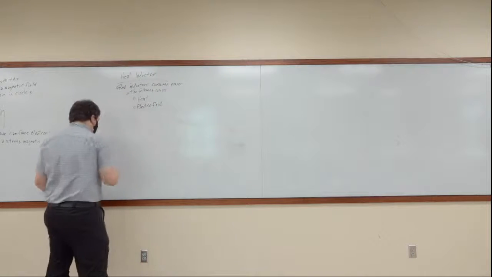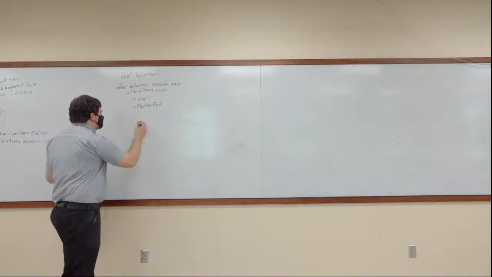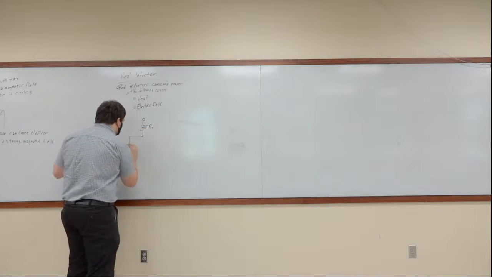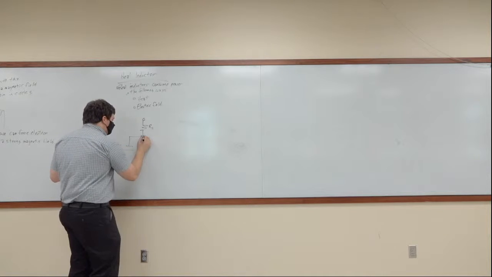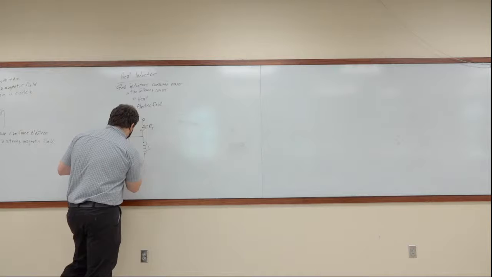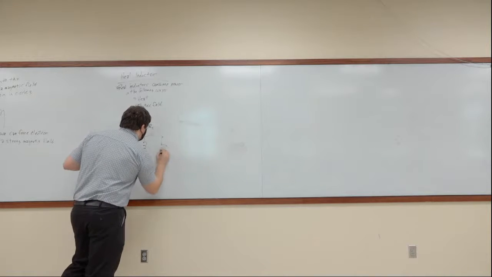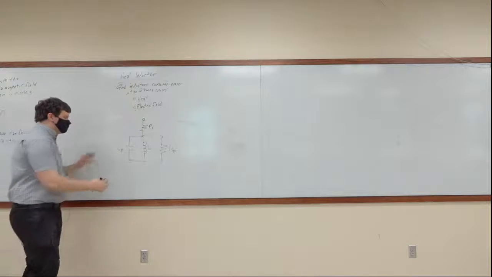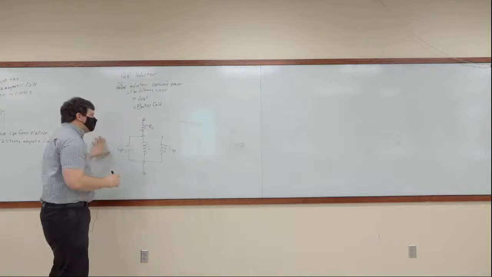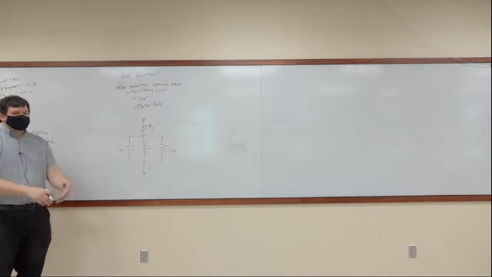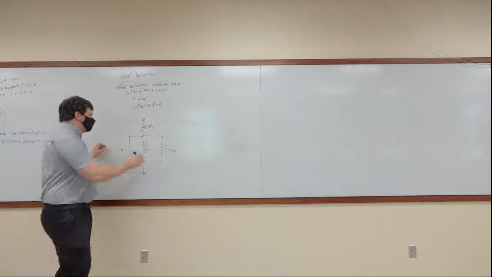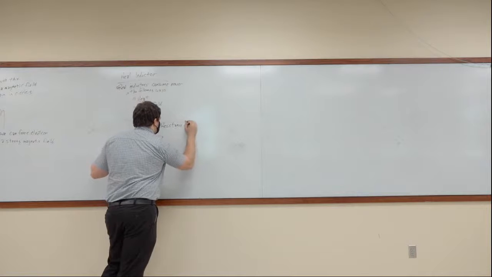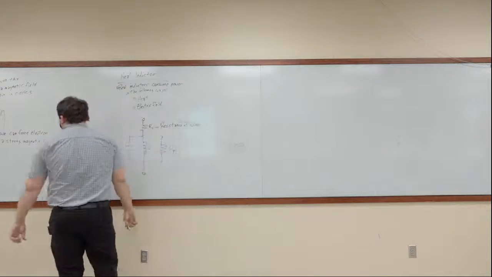Okay, so the model of a real inductor is you have a resistor, this is called RS, and then you have CP, L, and RP. Okay, let's talk about what each one of these components represents. So here, RS is the amount of resistance of the wire that the inductor is made out of.